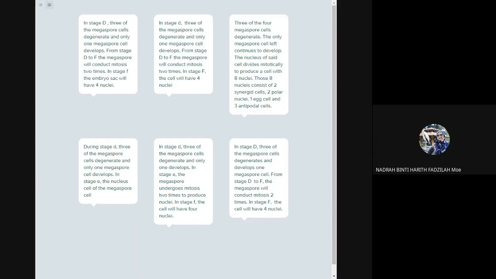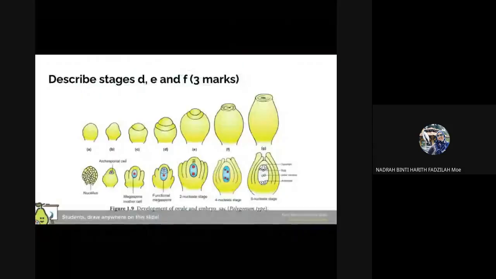Okay, very good everyone. Okay, so ada dua benda yang saya nak emphasize kat sini. Pertama ialah kepentingan melihat kepada konteks soalan, dan kedua ialah nak review balik formation of embryocyte lah. So all of you from your explanation have explained about stage D, E, F. So after stage F, each nucleus will undergo one more mitosis to form 8 nuclei.